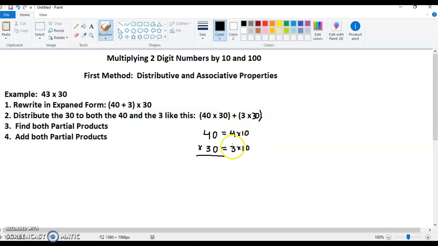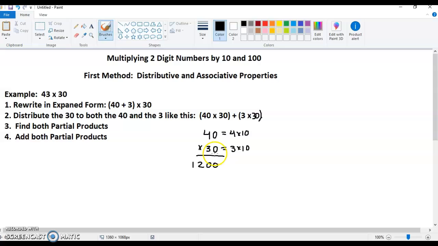Well, what do we know about 3 times 4? We know 3 times 4 is 12. And what do we know about 10 times 10? Well, 10 times 10 is 100, and the number 100 has two zeros. So 40 times 30, or the number 40 thirty times, is going to equal 1,200. Okay, so I hope that makes sense.